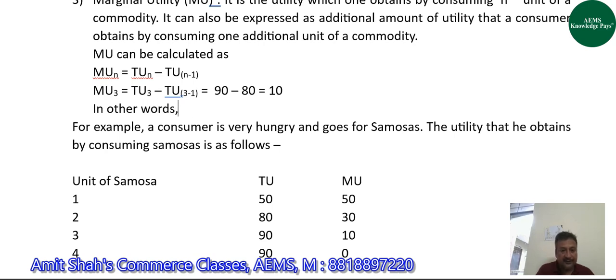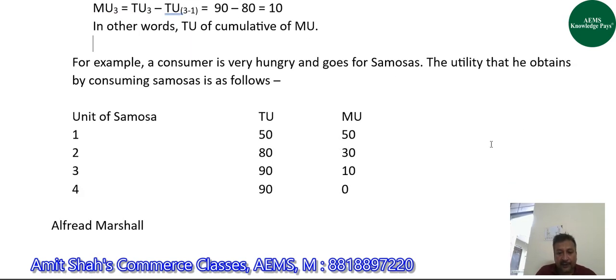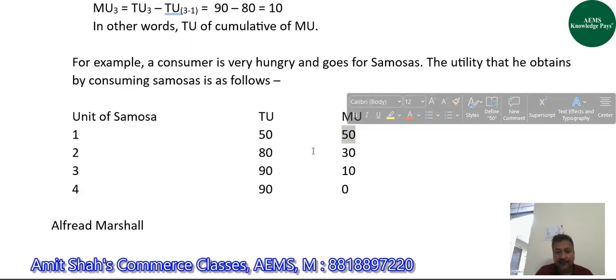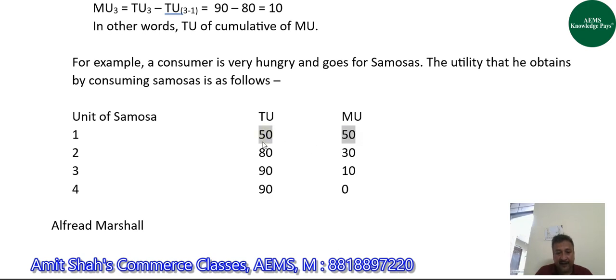In other words, TU is cumulative of MU. So MU is 50, here 50. Then to this 50 we have added 30, so it has become 80. To this 80 we have added 10, so it has become 90. To this 90 we have added 0, so it has become 90. So it goes like this.